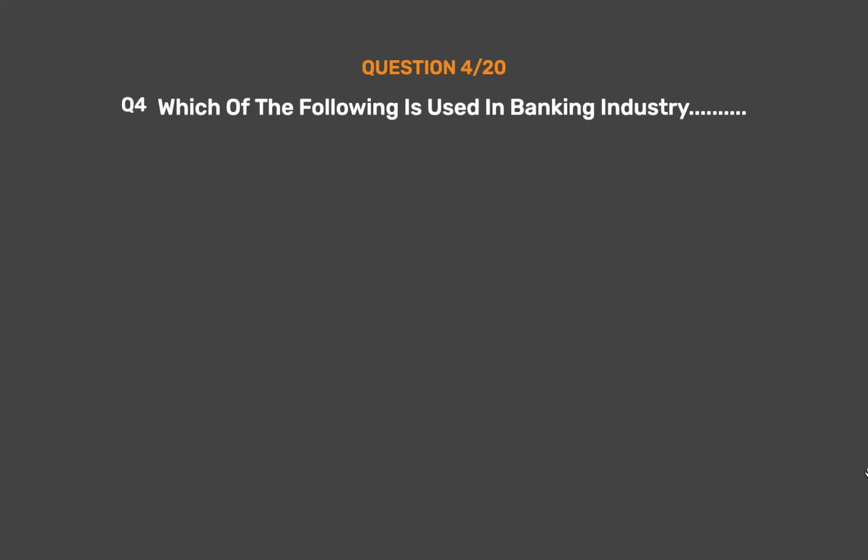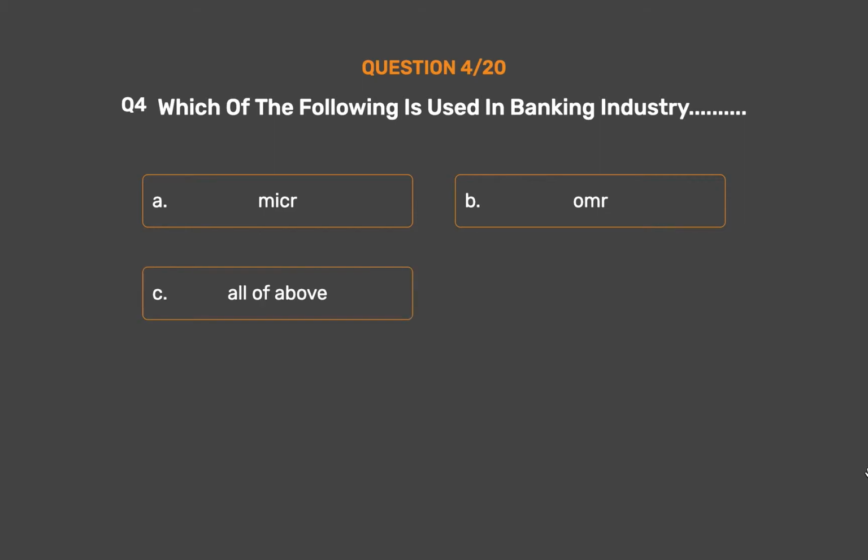Question number 4. Which of the following is used in banking industry? Option A. MICR. Option B. OMR. Option C. All of above. Option D. None of the above.